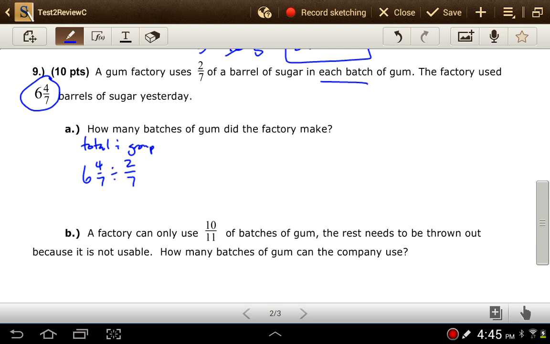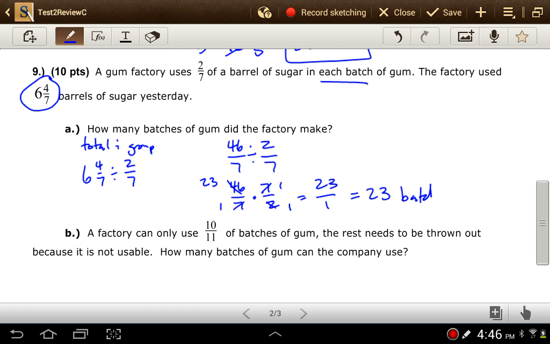So now I'm going to turn this into an improper fraction. That's 42 plus 4 is 46. So we're going to have 46/7 divided by 2/7. Then I'm going to multiply by the reciprocal. First fraction stays the same, times 7 over 2. The 7s are going to cross cancel, so they become 1s. This 2 is going to become a 1, and I divide that by 2, and I get 23. Multiply those across, I get 23 over 1, which equals 23. And the question is batches of gum, so that's 23 batches of gum. The question usually has the label in there, so look at your question for your label.